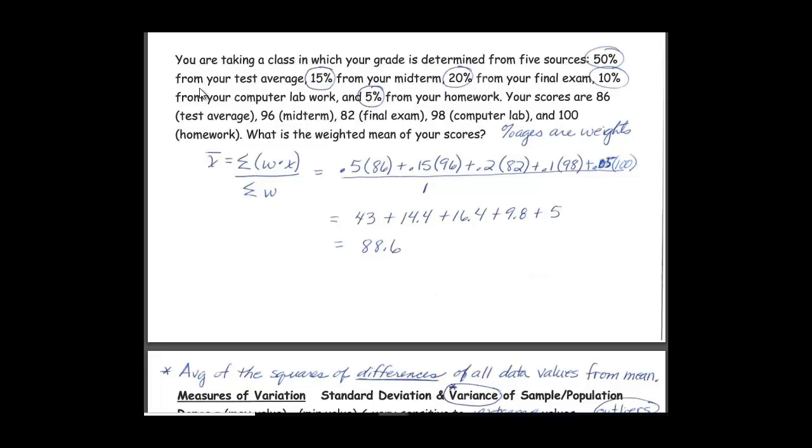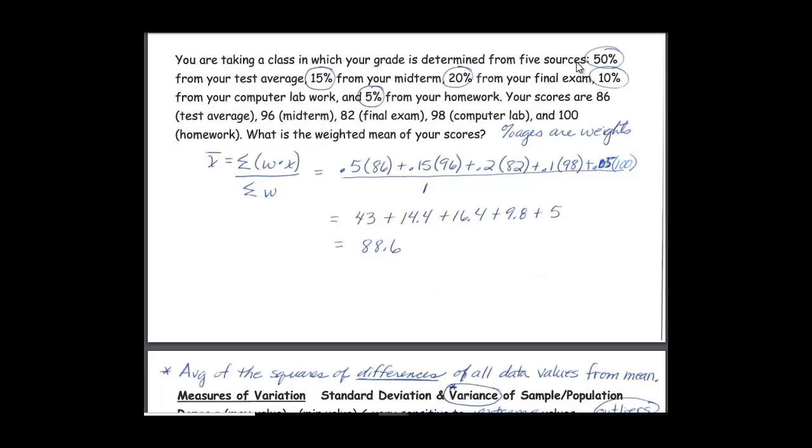We're looking at how an instructor might weight different grades in the class to get a total overall average. So you are taking a class in which your grade is determined by 5 sources. In this particular case, 50% is going to come from the test average, 15% from the midterm, 20% from the final exam, 10% from computer lab work, and 5% from homework.